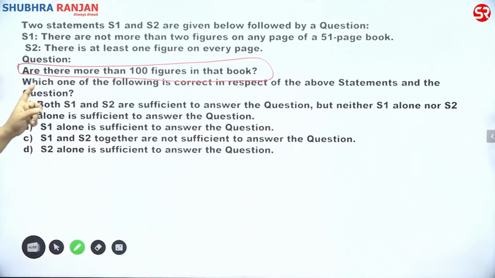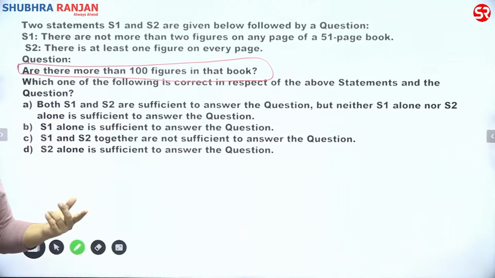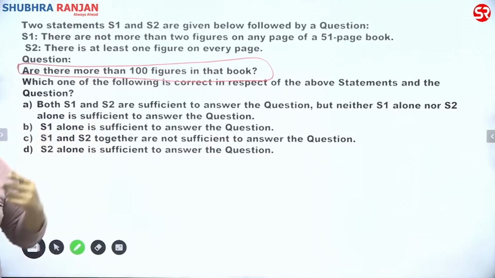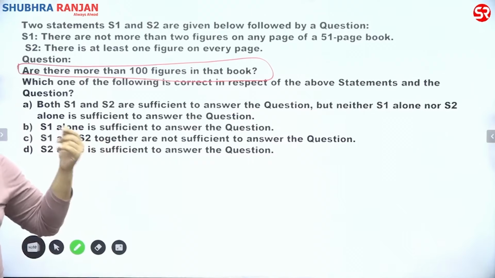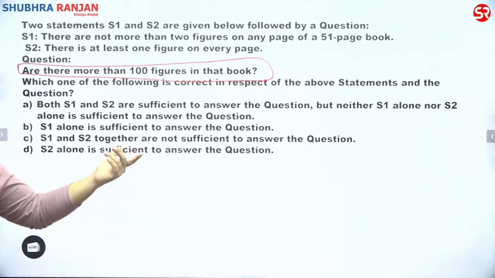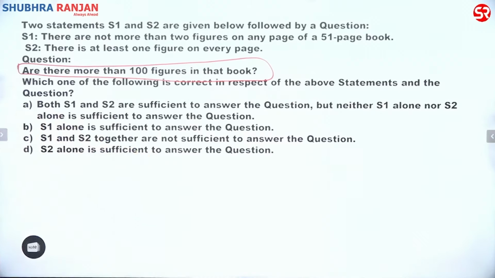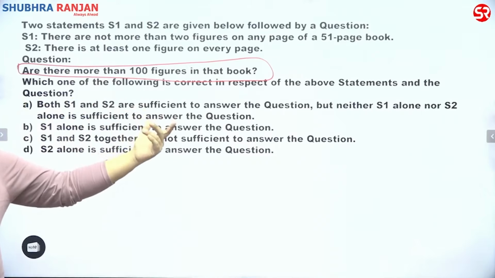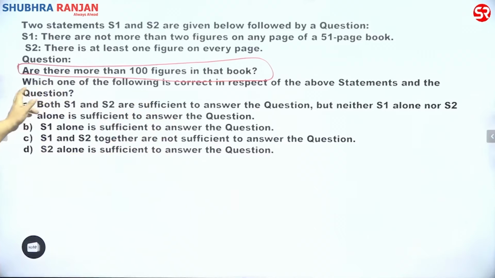It says there are not more than two figures on any page of a 51 page book. So now, there are no more than two figures. Right? If each page has two figures, 51 into 2 comes out to be 102. But he has not said that every page has two, he said not more than two, which means there may be some pages where there is one image, and some pages where there would be no image also. Right? He's saying there is not more than two, which means there can be pages with no image at all. So we cannot say with statement one that there are more than 100 figures in that book. We cannot, right? So the first is not true.